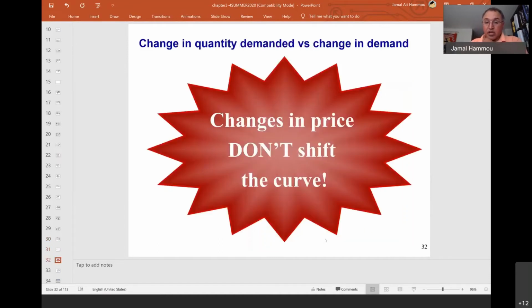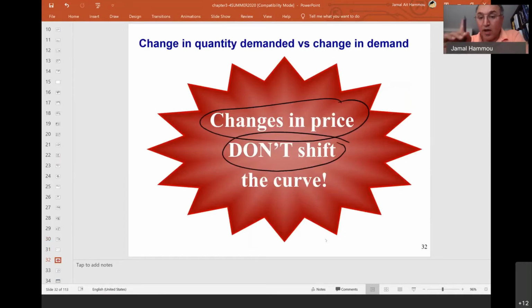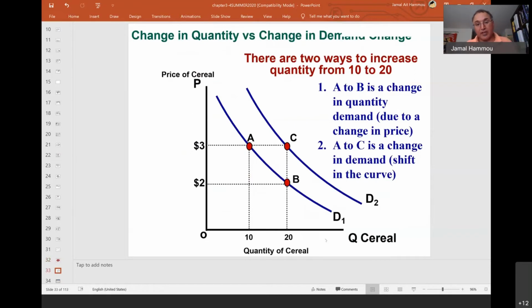Now, remember this, this is a tricky question all the time. The one thing that does not change the demand curve, meaning does not shift the demand curve, is changing the price of the product. If I change the price of a product, I'm not going to shift the demand curve. I'm just going to move along the demand curve. So this is a very important point you have to remember. Everything else can shift it. Look at this, the difference.